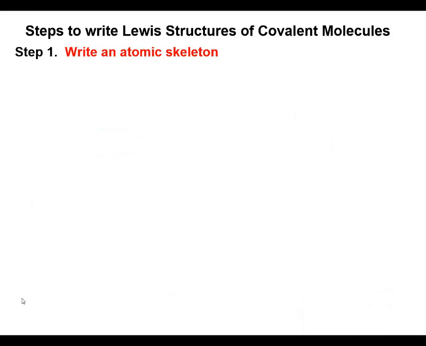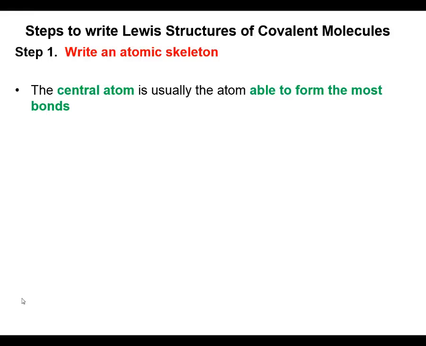Now, first of all, let's think about this. So we're writing this atomic skeleton out. A lot of times the central atom that I'm picking would also be the atom I predict to form the most bonds. So carbon's a good choice. Nitrogen can be a good choice. Nitrogen and oxygen can be good choices. So those are all good atoms to put in the center.